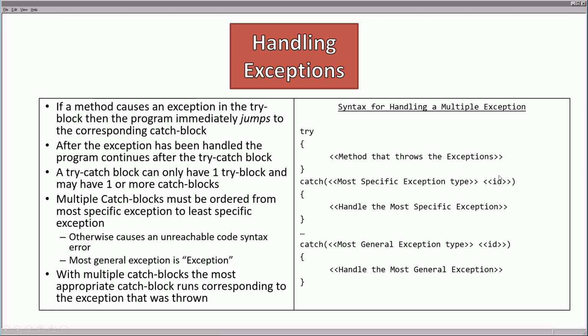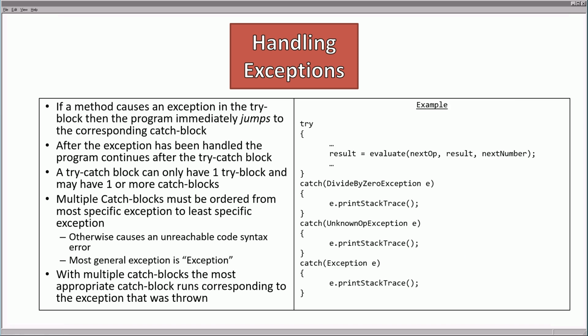And we can see that in our syntax right here. So this is a try, but notice that we can have multiple catch blocks, where we need to order it from the most specific exception to the most general or the least specific exception. Now, with our running example, we know this method evaluate could throw a divide by zero exception, an unknown op exception, but notice we have the most general exception right here called exception.